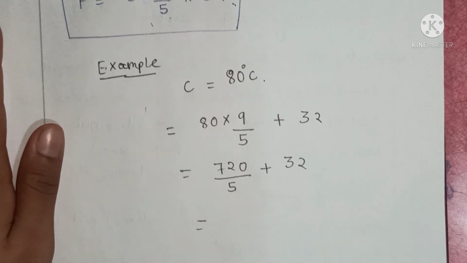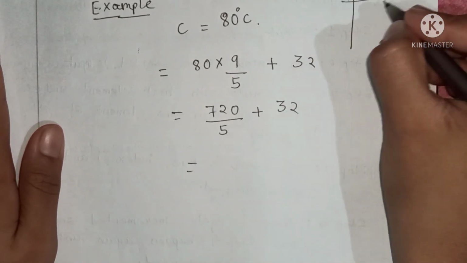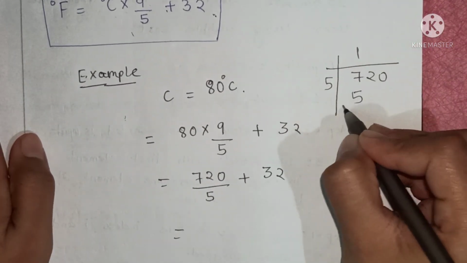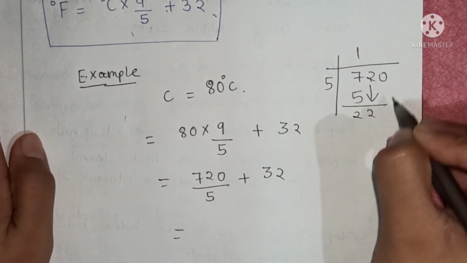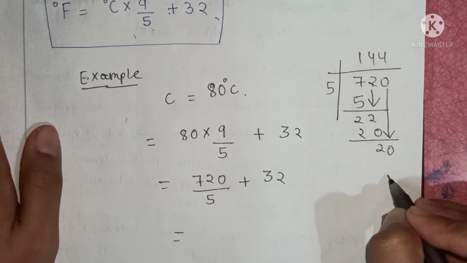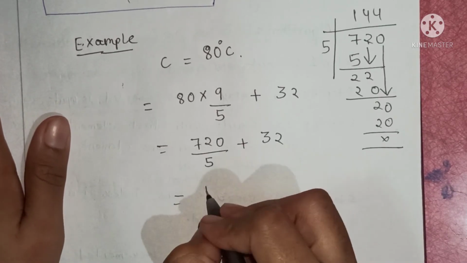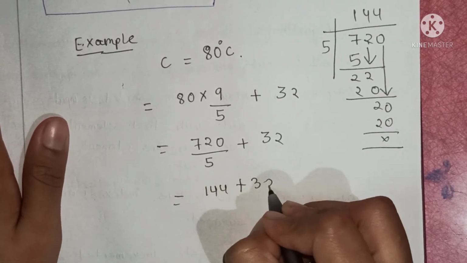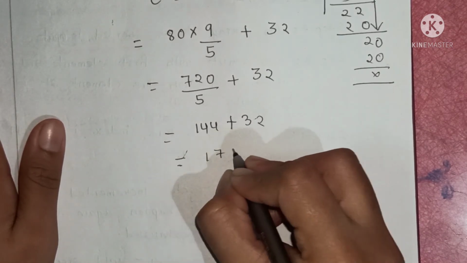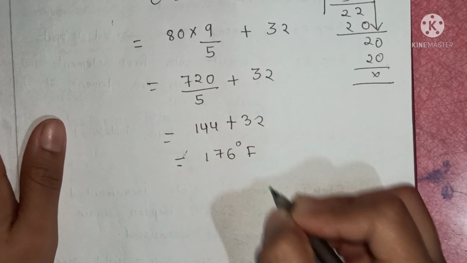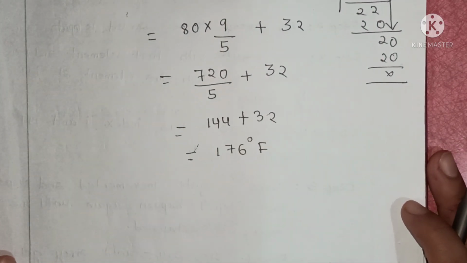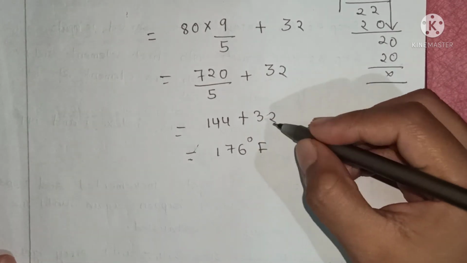Now divide by 5, second step. Now if we divide 720 by 5, here we will get 5 1s are 5, 2, then this 2, 5 4s are 20, then this 2 and this 0 will come here, and again 5 4s are 20. So here we will get 144, plus 32 is left. Now if you add it, you will get 176 degree Fahrenheit. The answer will be 176 degree Fahrenheit in Fahrenheit scale.